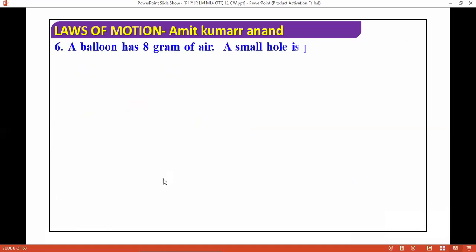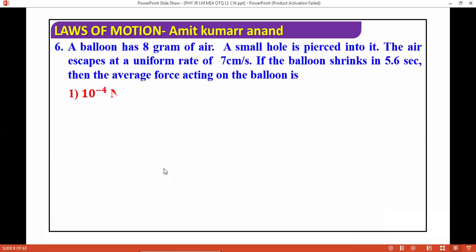A balloon has 8 grams of air. A small hole is burst into it, through which the air escapes at a uniform rate. So see, the balloon has 8 grams of air, so this is basically the mass. 8 gram you can convert into kilogram, whatever is your requirement, no issue in it. So what are we doing? A small hole is made, piercing the balloon.